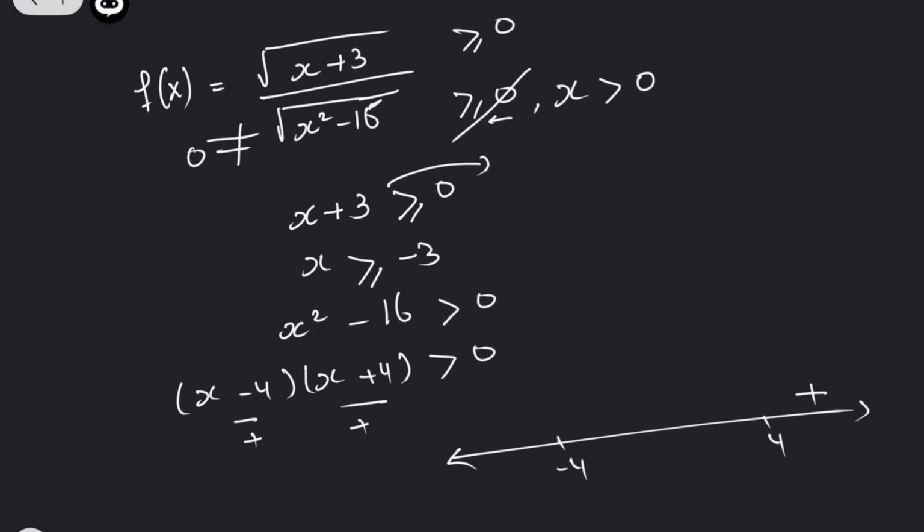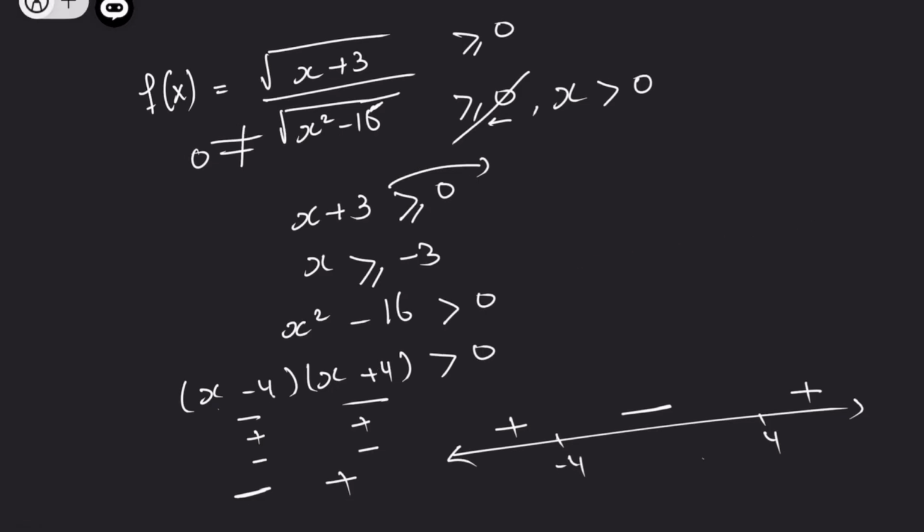Let's choose any value less than minus 4, minus 5 for example. Minus 10, minus 20, it's up to you. So it will always be a negative value here and here again a negative value. So negative multiply negative, it will give me a positive value. Let's choose any value between minus 4 and 4. 0 for example. 0 minus 4, it will give me a negative value. 0 plus 4, positive value. Multiply them together, it will give me a negative value.